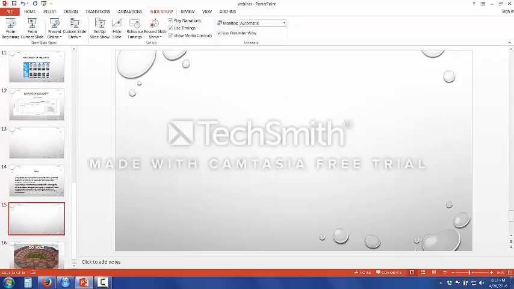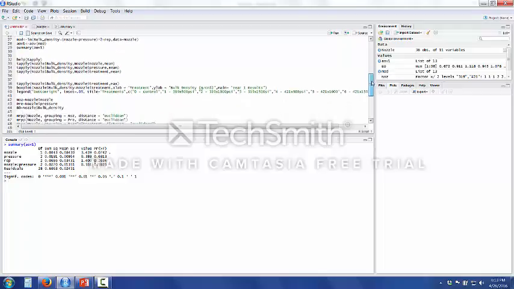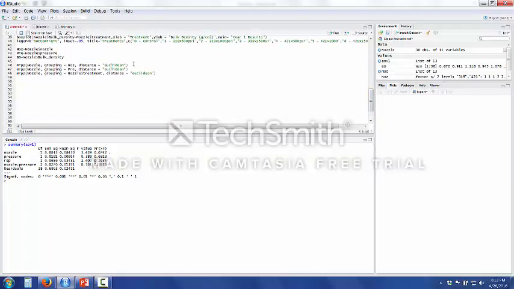And I will show you that in R now. The only downfall I found about MRPP is that you can only run one factor at a time. So what I did here, this is MRPP. I'll show you the help for it.